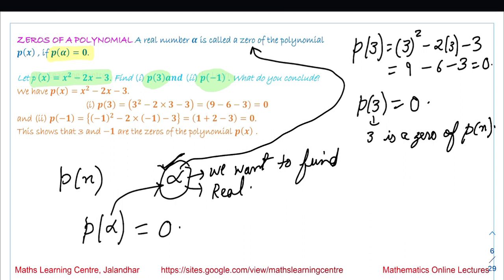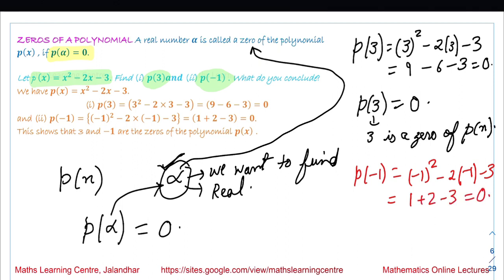Next, we have to calculate the value of p(minus 1). When you calculate p(minus 1), it is minus 1 square minus 2 into minus 1 minus 3. The answer you will get is 1, then plus 2 minus 3, equal to 0. It means p(minus 1) is equal to 0. It means minus 1 is a zero of p(x).